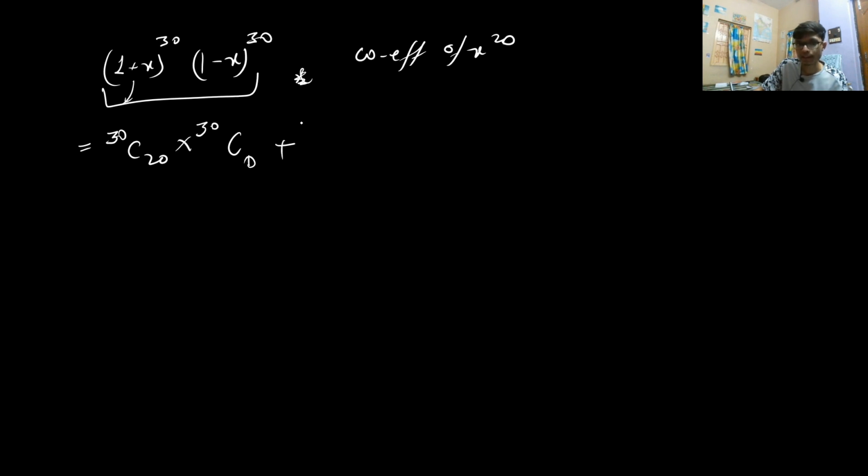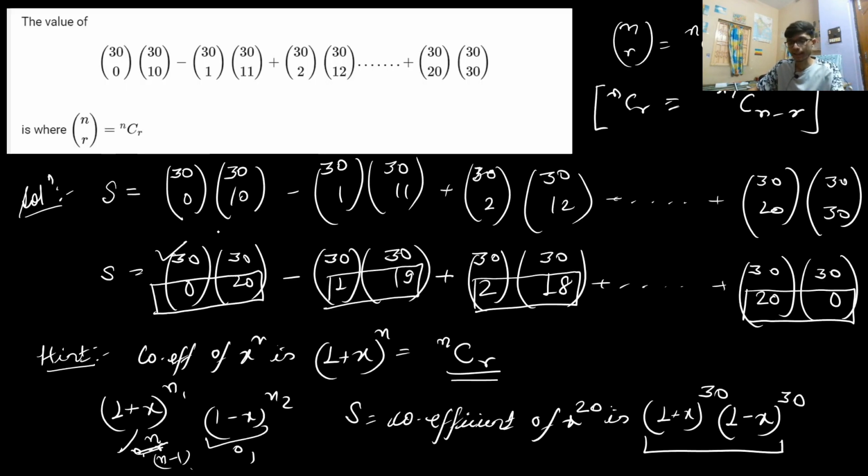Okay, and similarly we have to get 20, so we can take 19 from here and 1 from here, so we'll get 30C19 into (-1) raised to the power 1 into 30C1. Okay, and so on, we will generate the series. So this series is very similar to the series that is asked in the problem.